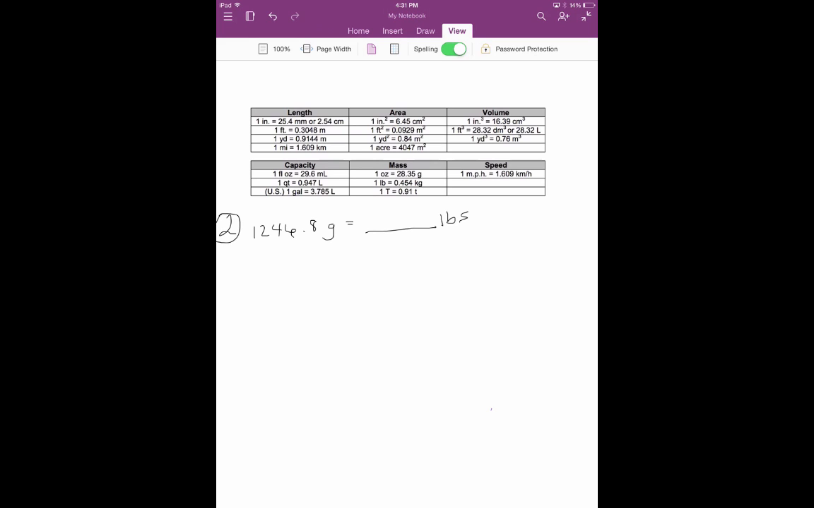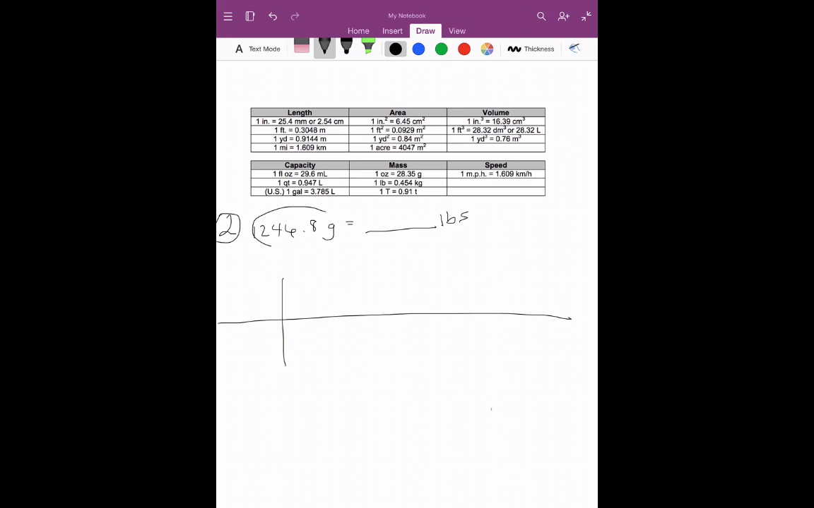Problem number 2. 1,246.8 grams equals how many pounds? The first thing we need to do, T-chart. What we want to convert goes in the upper left-hand corner. See that one? 1,246.8 grams. Now we need to look for a conversion factor that would be acceptable to use. Since grams is a unit of mass, we're going to look up here. We need to go from grams to pounds.